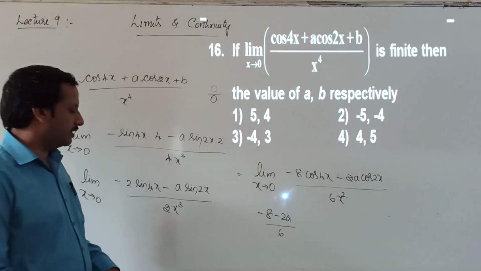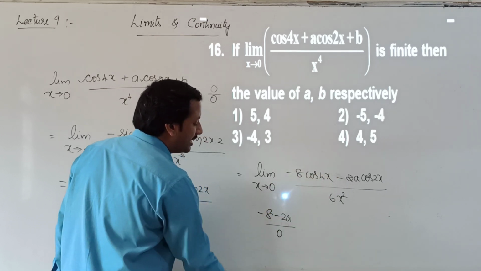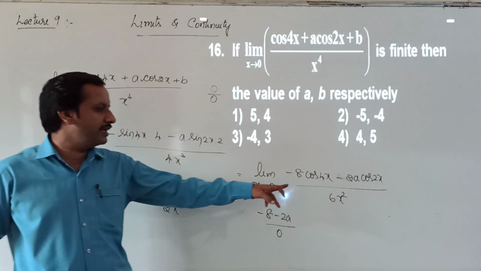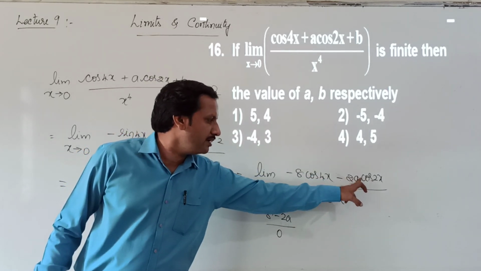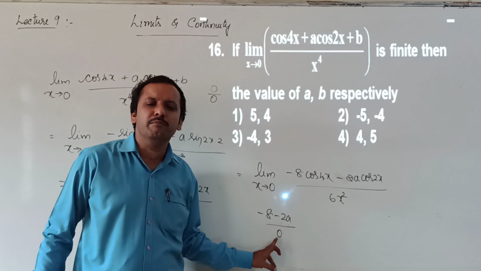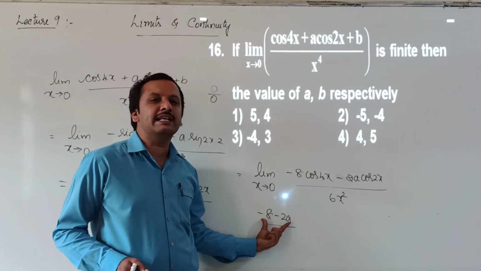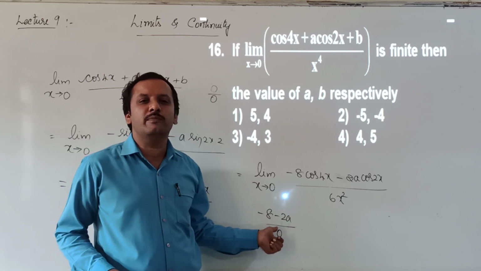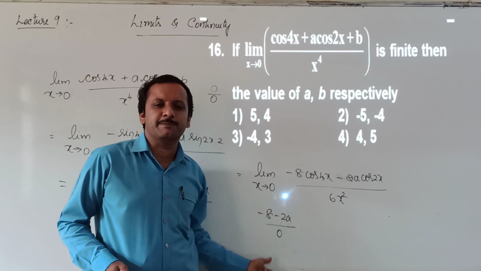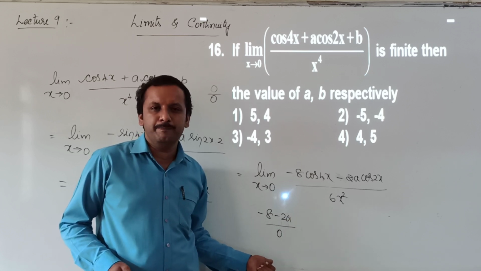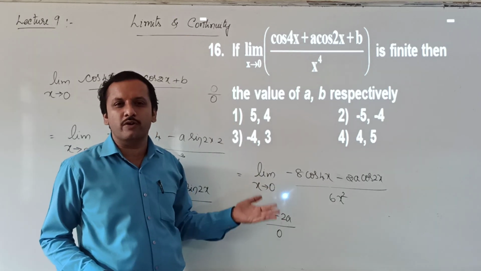Sorry. If I directly apply the limit now, I am getting minus 8 minus 2a by 0. Denominator is 0. Numerator, put x as 0, cos 0 is 1. So minus 8 here, there cos 0 is 1, minus 2a. Minus 8 minus 2a by 0. Now again use the same logic. If this numerator is positive, then this limiting value will be equal to plus infinity. If this is negative, then this expression will tend to minus infinity. But given that this limit is finite, it cannot be positive, cannot be negative, it should be equal to 0.